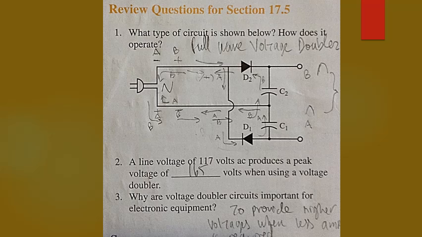Voltage doubler circuits provide useful high voltages for circuits needing low current. But because output voltage depends on charged capacitors, voltage regulation is poor. So conventional filter circuits are added to smooth out the voltage as in transformer rectifier circuits. Question 2. A line voltage of 117 volts AC produces a peak voltage of 165 volts when using a voltage doubler.